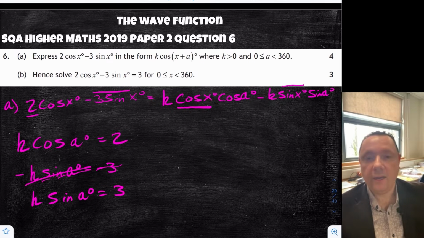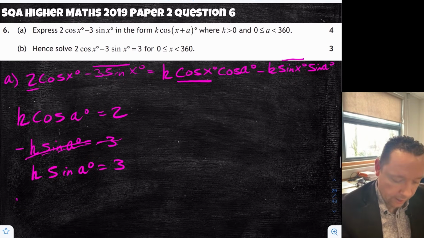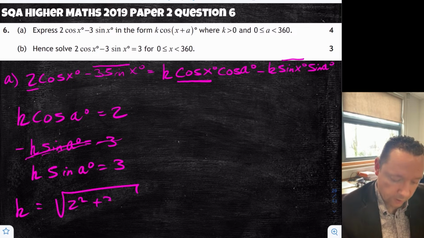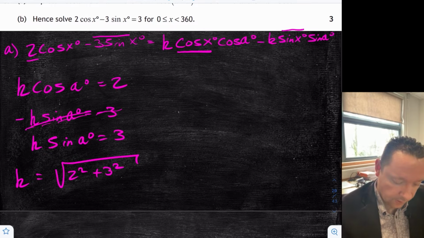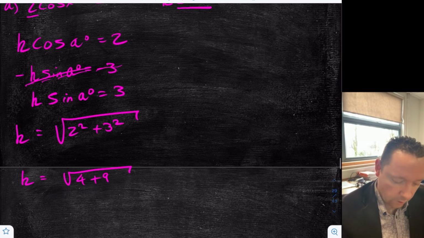So then we find our k. So k is, remember, the square root of the two numbers, 2 squared plus 3 squared. That's because sin squared plus cos squared equals 1. So that means that k is the square root of 4 plus 9. So k is the square root of 13.